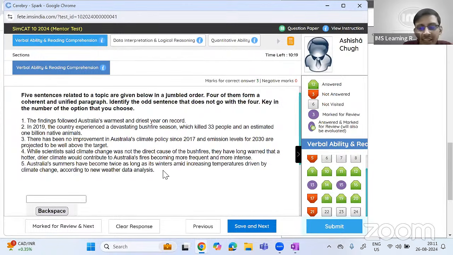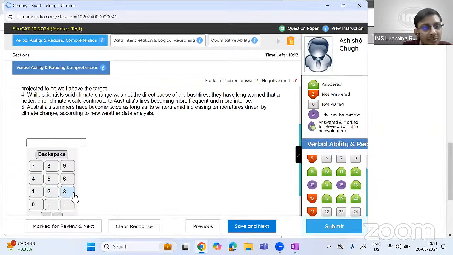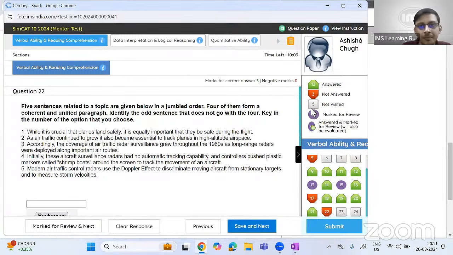So I think I'll go with 3. 5 is the opening. Findings are connected to that. Then 2 and 4 on bushfire. Okay, so 3 seems to be the odd one out. In fact, we just have policy here, and we don't have anything else really about policy. Okay, let's go with this.